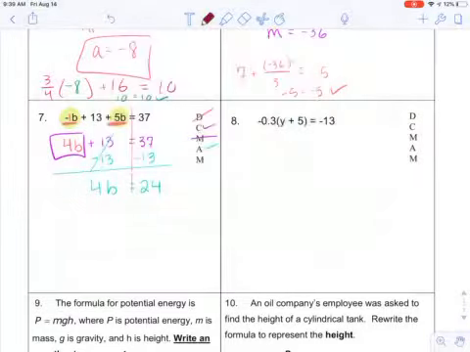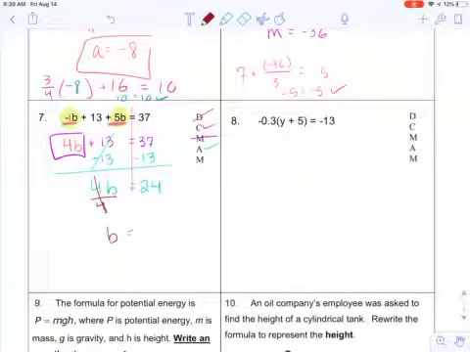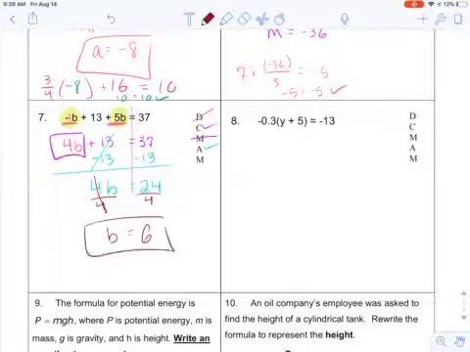Lastly, multiply or divide. I have 4 times b. The opposite of multiplication is division. 4 divided by 4 is 1b, is equal to 24 divided by 4 is 6.